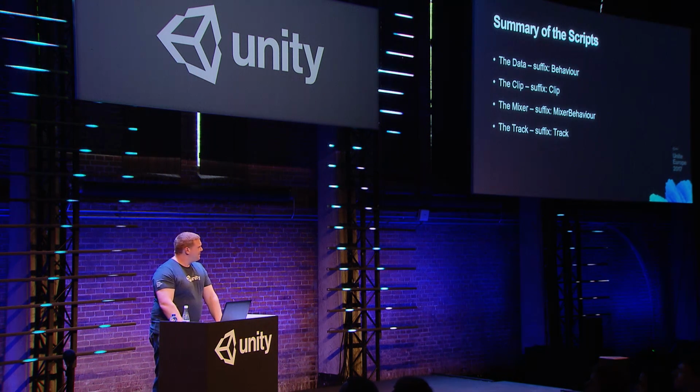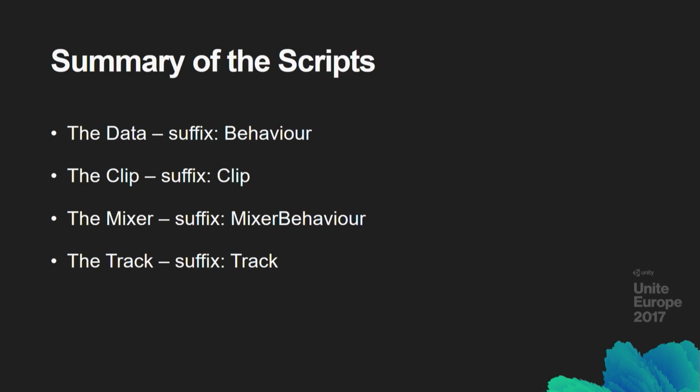So a quick summary. We've got the data, which has the suffix behavior. Now that's the information that you want to use. We've got the clip. That's the thing that sits on the actual track. We've got the mixer with the suffix mixer behavior. That's the thing that takes in all of the clips, mixes them together, and produces an output. And then the track itself has the mixer on it, and it handles the output.